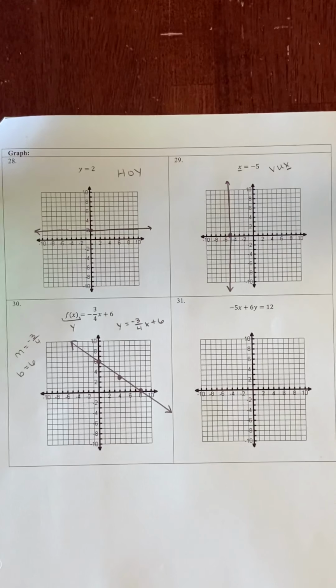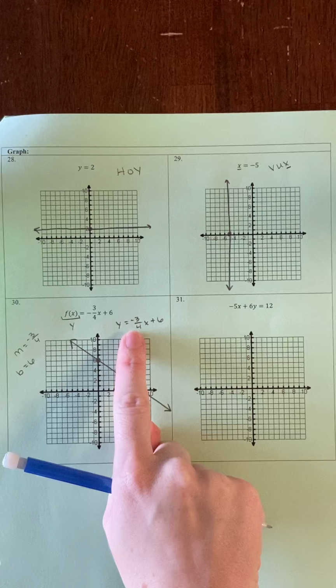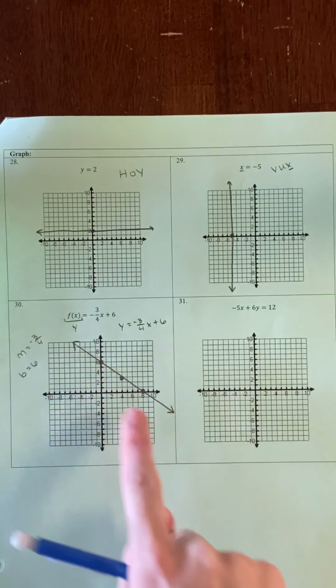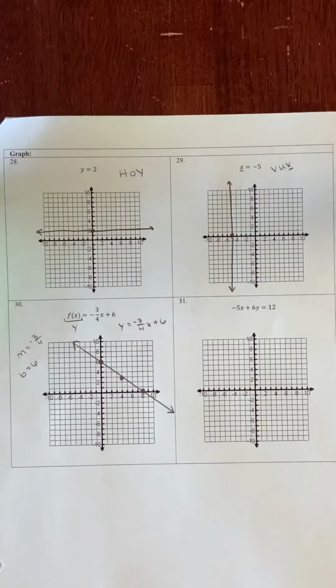Now, remember, a quick way to double check yourself, the slope was negative, which means it should be going down, which our graph is. So that's just a quick way to double check that your graph is going in the correct direction.